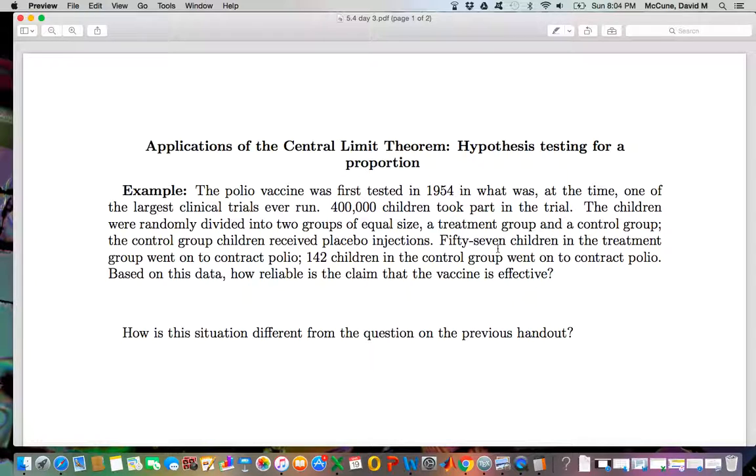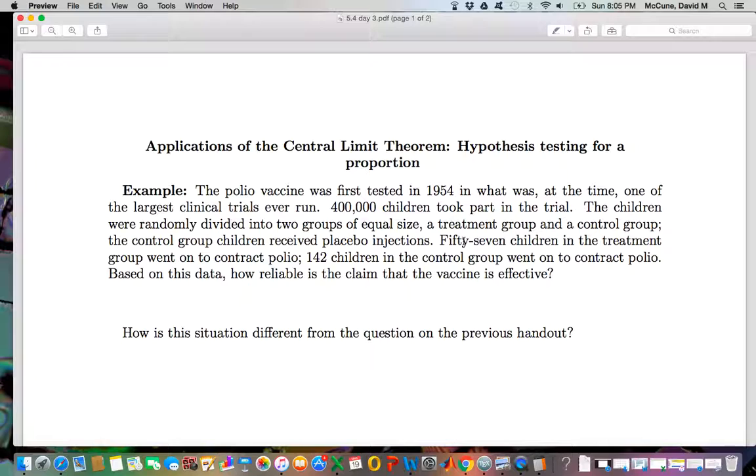57 kids in the treatment group went on to get polio. 142 kids in the control group went on to contract polio. So we want to claim the vaccine is effective, I suppose, right? Do we have any evidence of that?